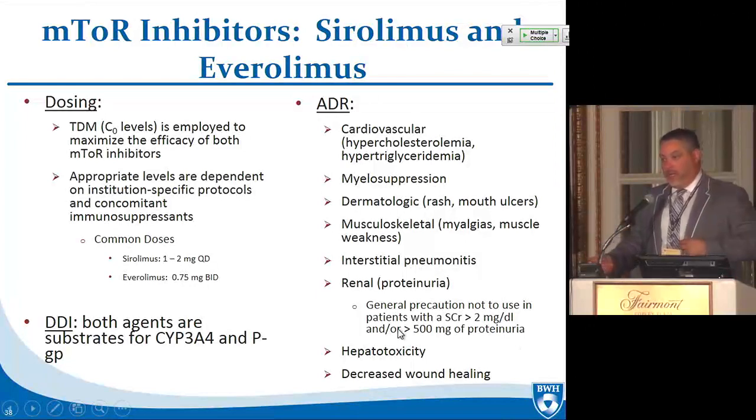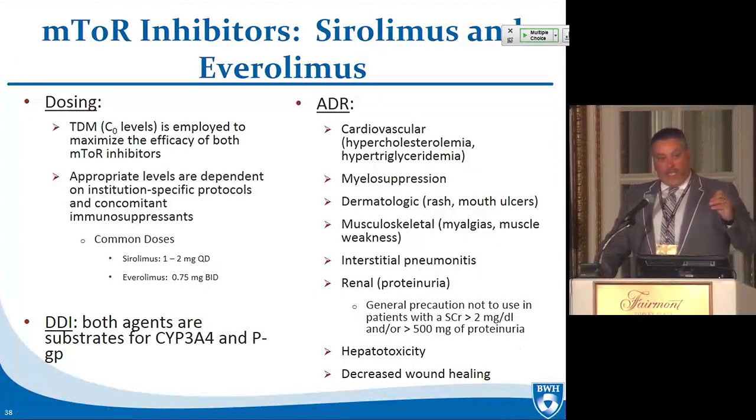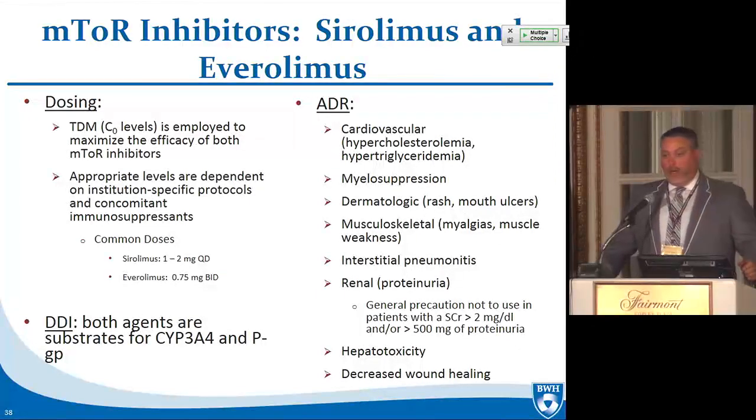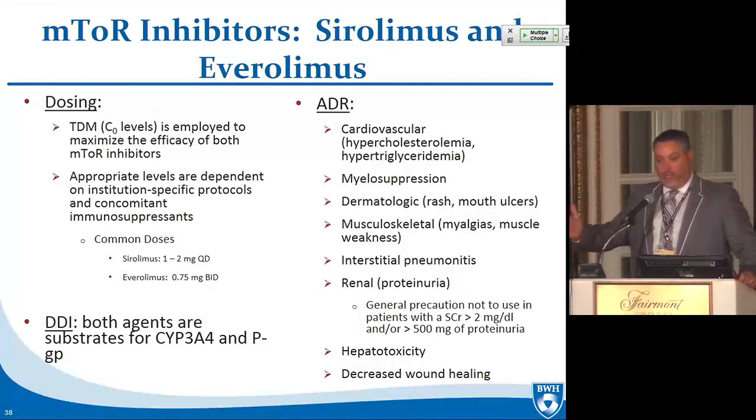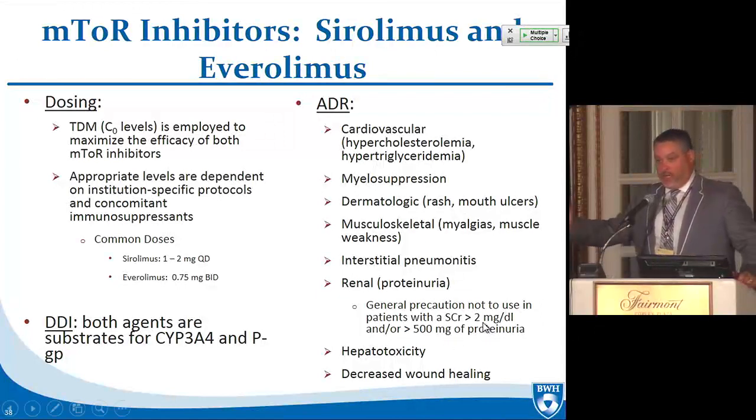So a lot of centers have traditionally used mTORs to focus on eliminating the calcineurin inhibitor long-term. If you plan on doing that, you need to make sure that you convert your patients early. So you can't wait until the patient has poor renal function and then convert, because things get worse. So the general recommendation is, if you're going to use an mTOR to prevent long-term nephrotoxicity of calcineurin inhibitors, do it before the creatinine gets above 2 and before a patient has more than 500 milligrams of proteinuria per 24 hours, or things tend to get worse.